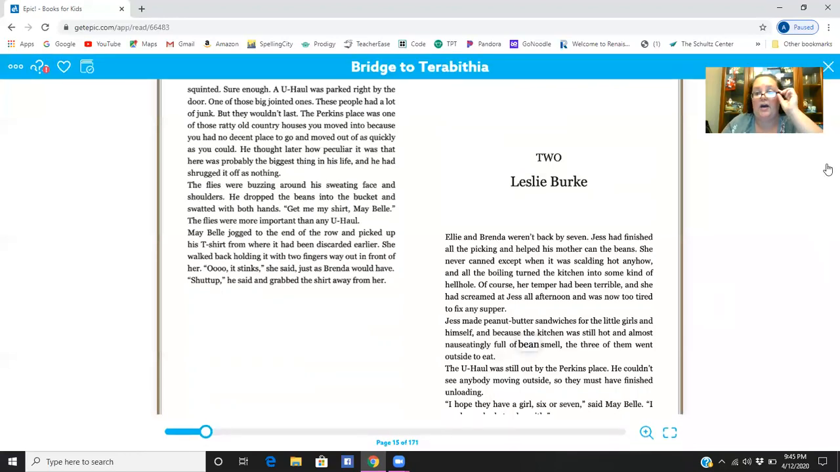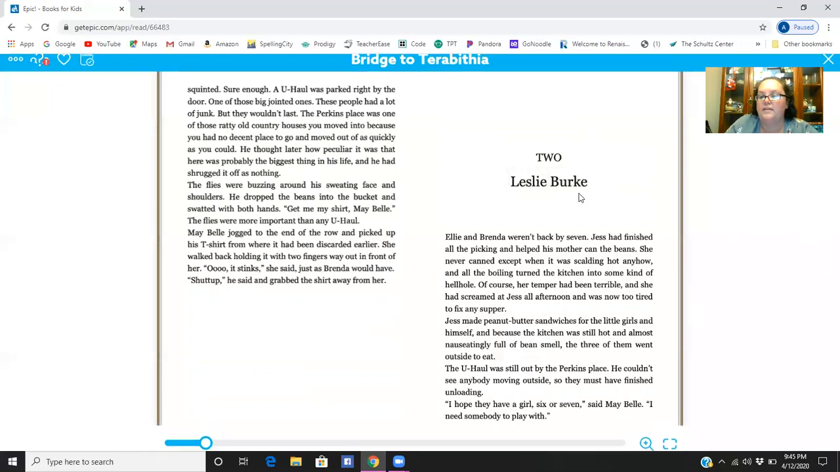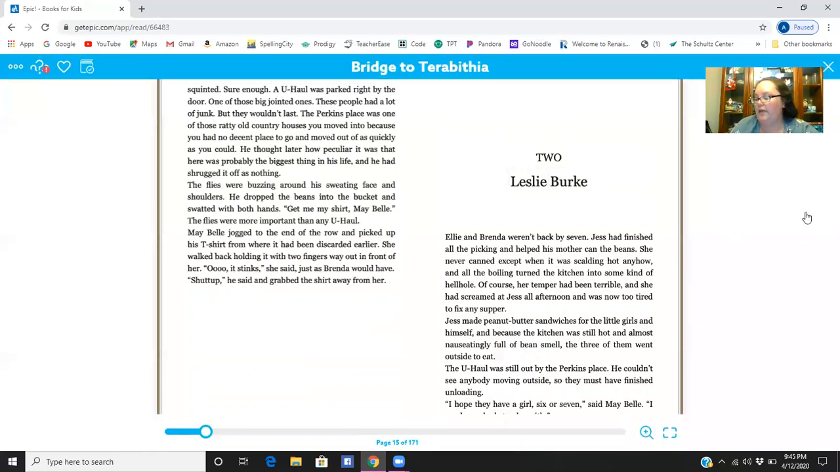And that is the end of chapter 1. You'll notice chapter 2 starts with Leslie Burke. So you'll be looking at Leslie Burke on your character reference sheet and seeing if you can find more information about the other characters we've already heard about.